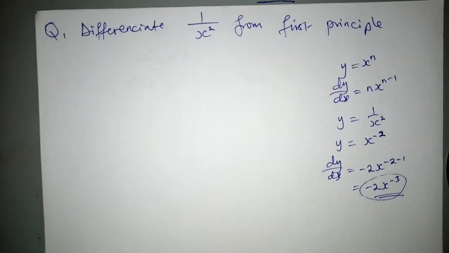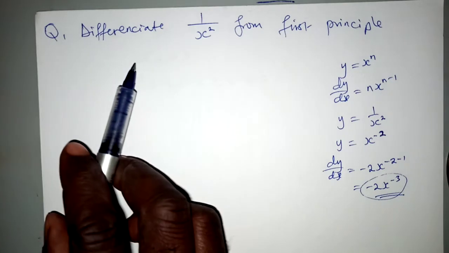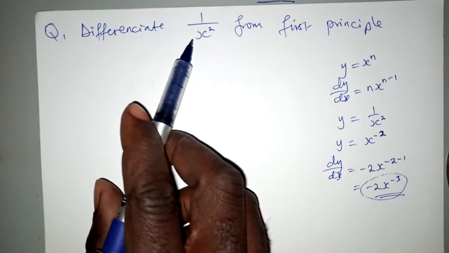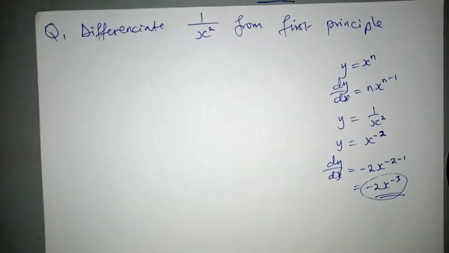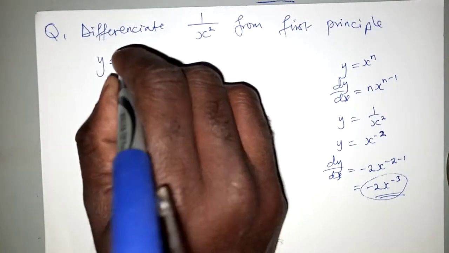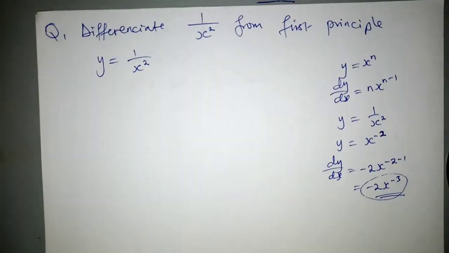So let's use the first principle to differentiate the function. That's 1 all over x to the power of 2. So we are asked to differentiate this.